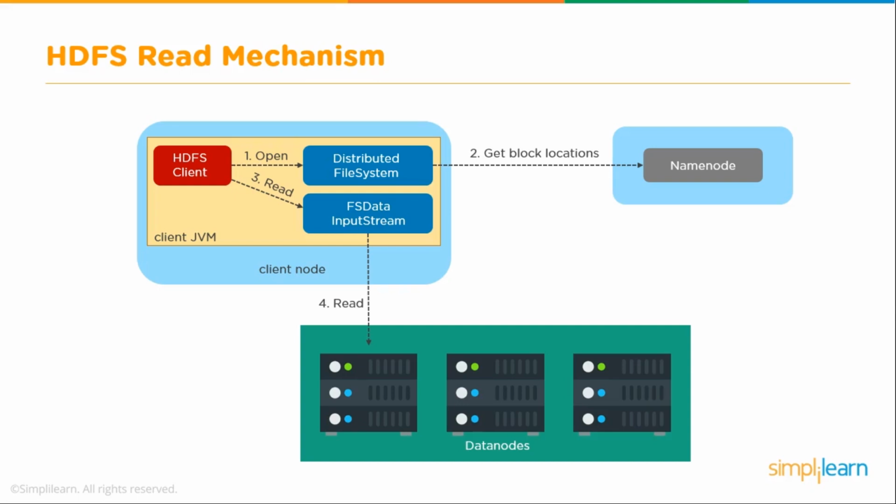Later this DFS input stream, which is a wrapper for this FS data input stream, will basically close the connection to the data node. Now once the client has finished reading the file, the close method will come into existence. So the close method is called to close the connection. So what we see is for a particular file, the blocks can be read in parallel. Okay, so as I said, read is a parallel mechanism.